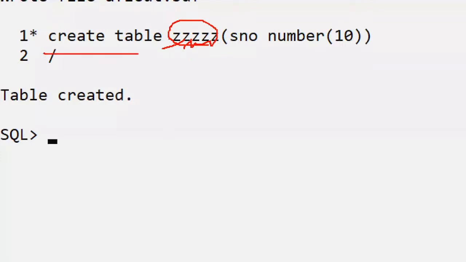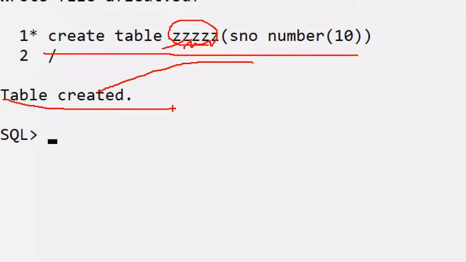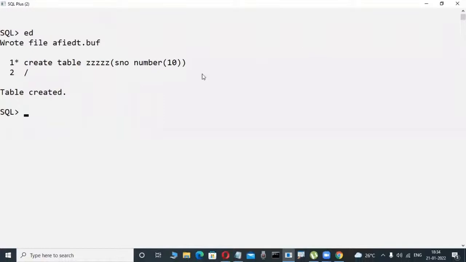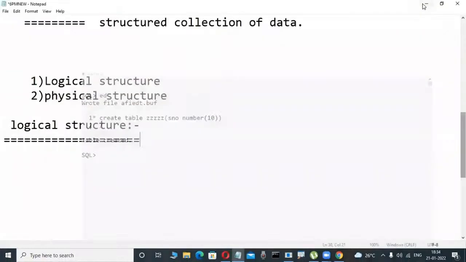The table I'm creating is only in my Oracle database, or SQL Server database, or MySQL database. I'm creating a table. The table is created. Slowly observe it here. This table is created.